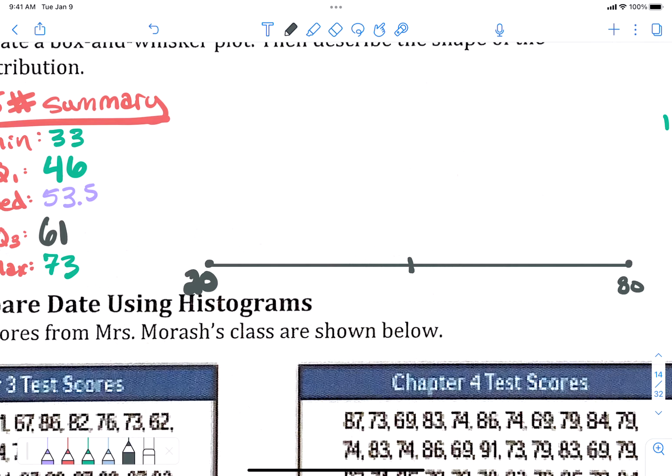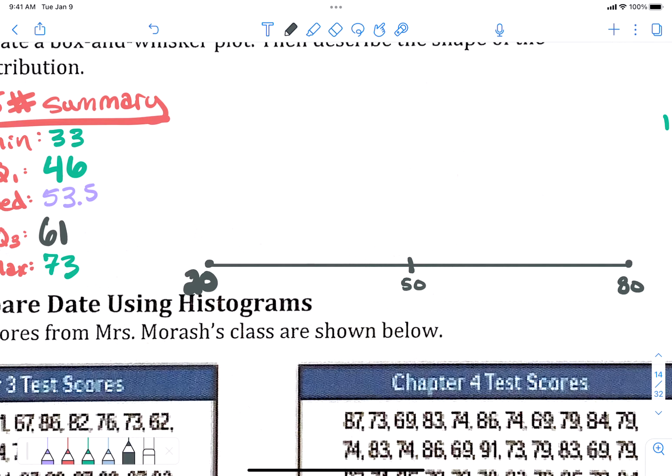What's 20 plus 80? 100 divided by 2? 50 is exactly in the middle, right? Okay, now let's go 20 to 50. What's exactly in the middle of 20 and 50?